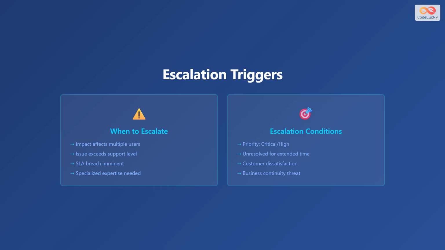Knowing when to escalate is as important as how to escalate. You should escalate when the impact affects multiple users simultaneously. Escalate when the issue exceeds your support level's capabilities. Escalate when a service-level agreement breach is imminent or about to happen. Escalate when specialized expertise is needed that your team doesn't have. Additionally, escalate when the priority is marked as critical or high. Escalate if an issue remains unresolved for an extended period. Escalate when customer dissatisfaction is evident or increasing. And finally, escalate when there's a threat to business continuity or revenue.